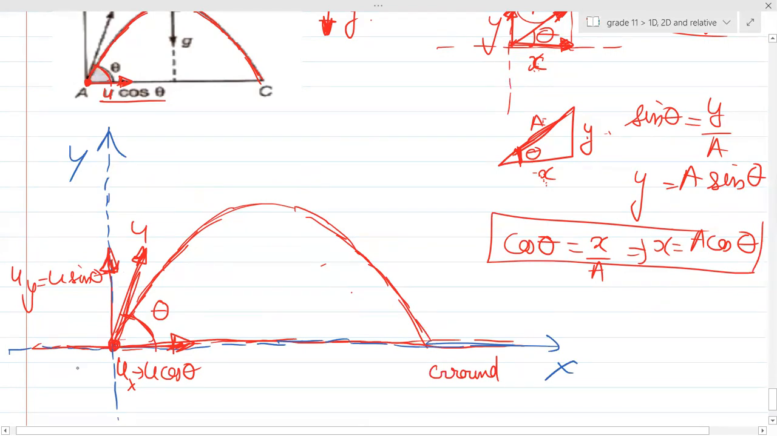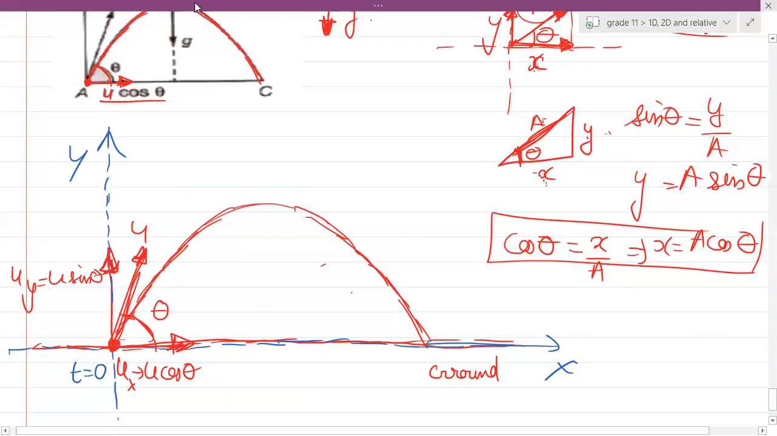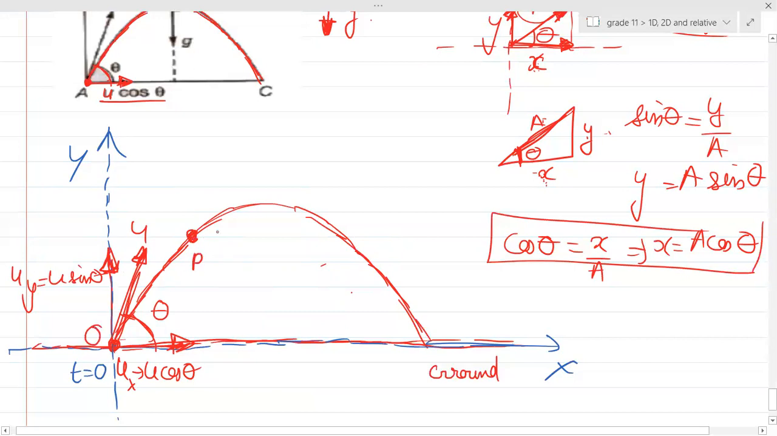Let's say I have thrown this object at t equals to 0, and let's say the object reaches a point P. Can you see the point P? From point O to point P after a time T. What will be the velocity vector? How will we give the direction of velocity? By drawing a tangent, right? So we'll draw a tangent like this. This will be your velocity vector. Can you see the angle? This theta is different, this velocity is different, right?